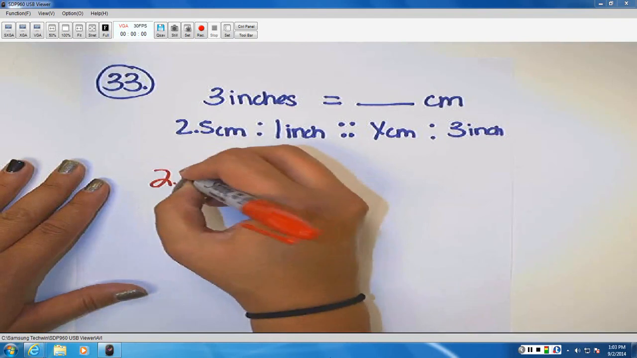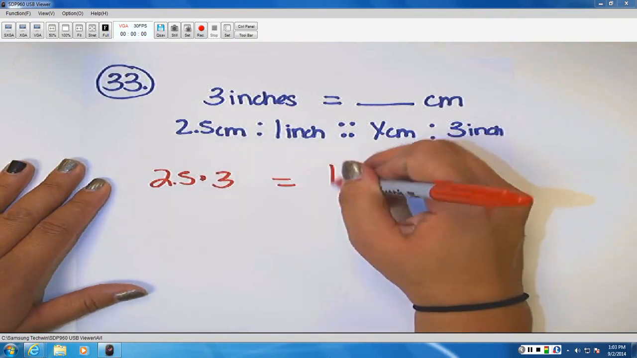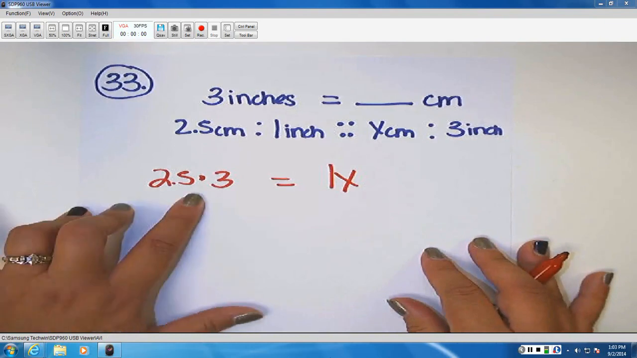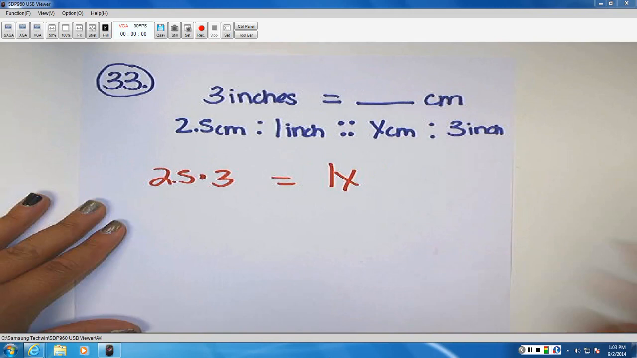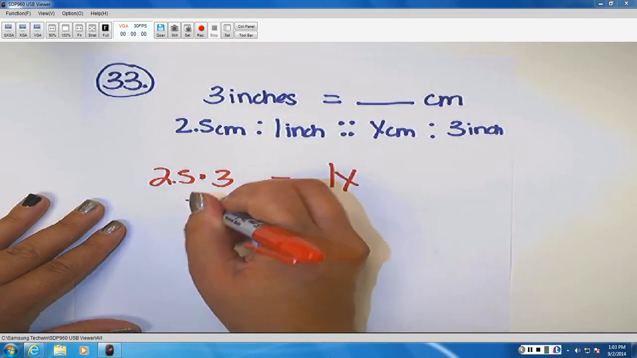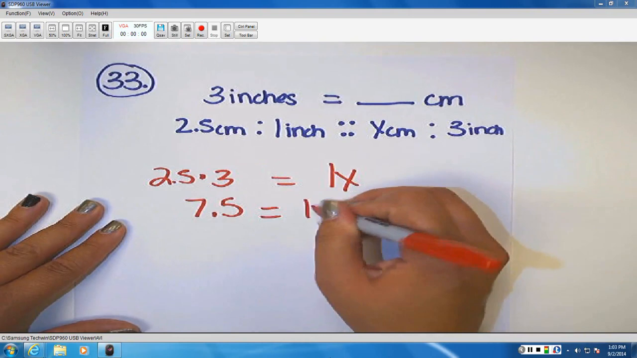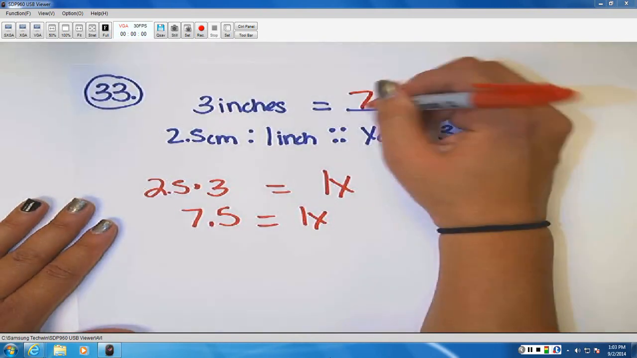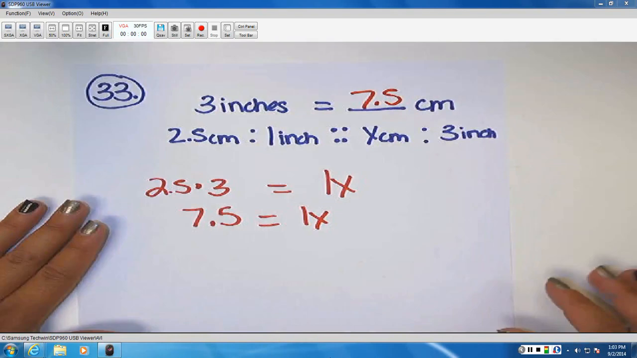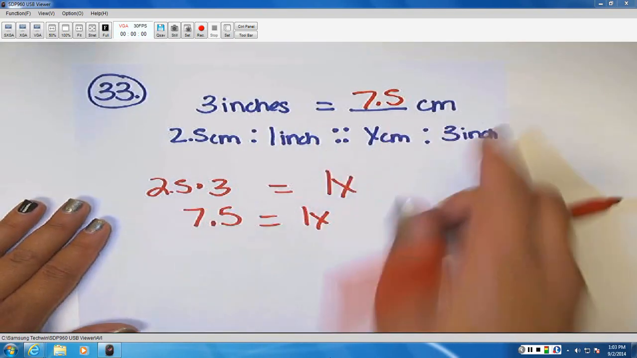So 2.5 times 3 equals, and then again, here's 1x. So when I do that math, and again, I have it written down here, 2.5 times 3, 7.5 equals 1x. And you can just take the 1 away and leave it as x. So your answer is 7.5. So 3 inches equals 7.5 centimeters.